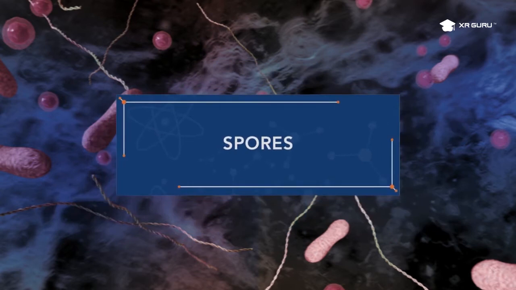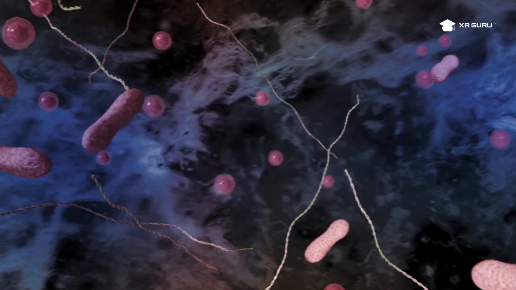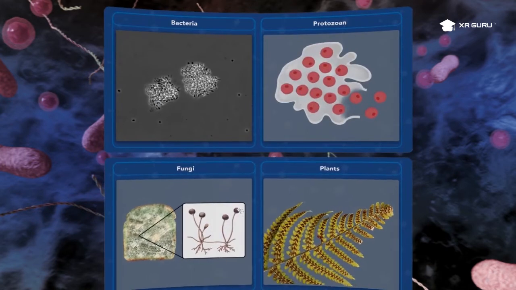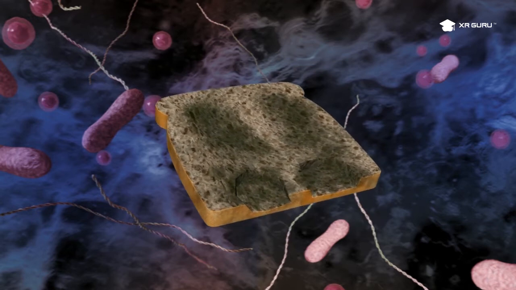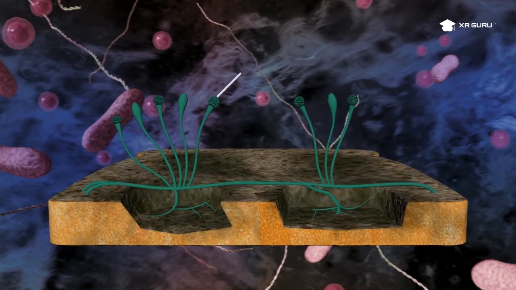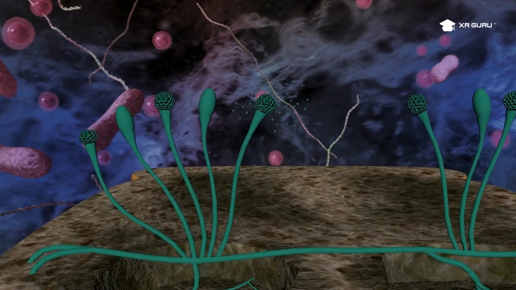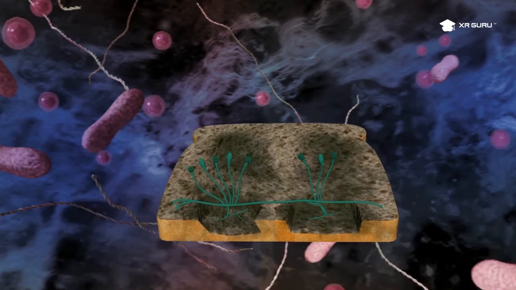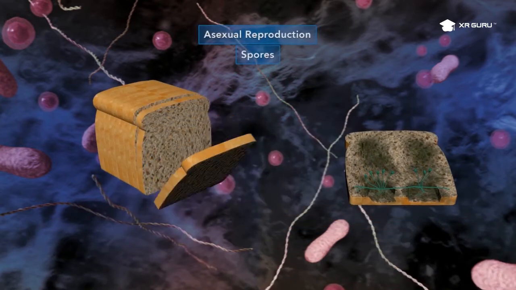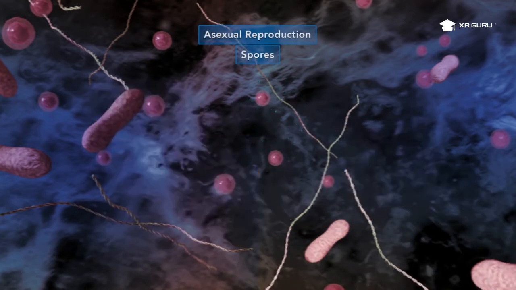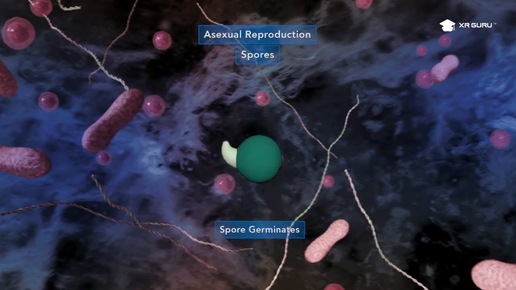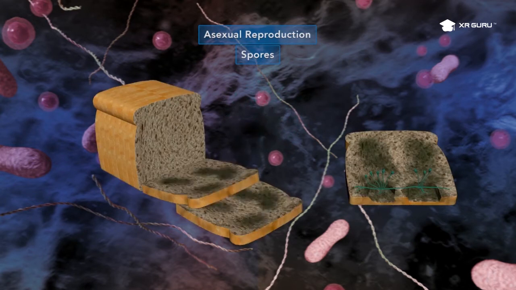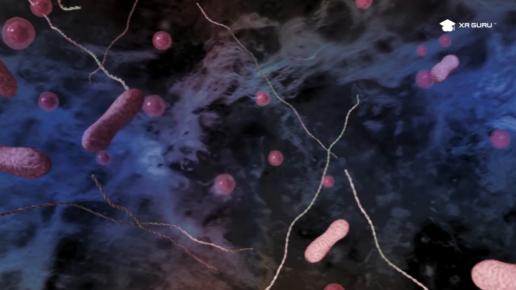Spores. This type of reproduction is typically seen in bacteria, protozoans, fungi, and plants. Spores develop as part of the life cycle and are structures designed to separate from the organism and get dispersed by air or water. The spores are released when conditions are right, and these spores are then separate and autonomous organisms, able to develop into fully grown organisms and grow their own spores, thus repeating the cycle.